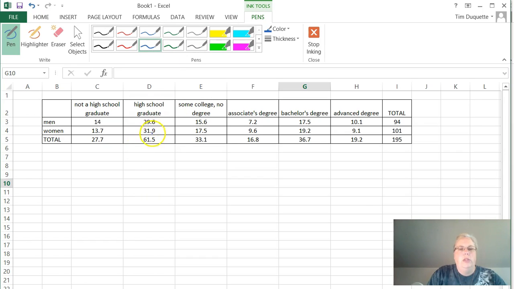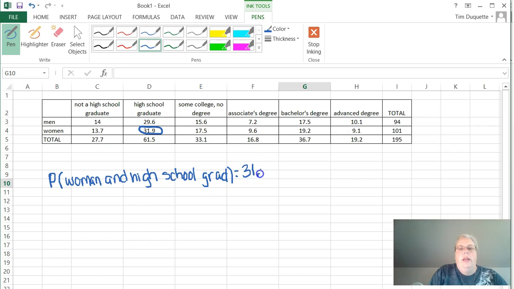The women high school graduates are right here, the 31.9. So the probability of a woman and a high school graduate is going to be that 31.9 divided by everybody who's involved in the survey, which is 195. And when we put that in the calculator to get our 3 decimal place estimate, we get 0.164.